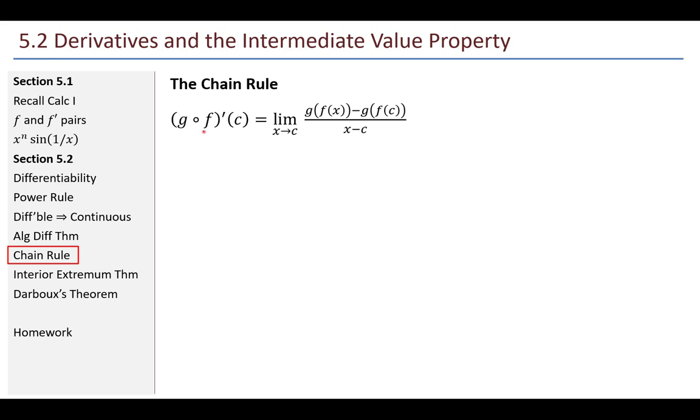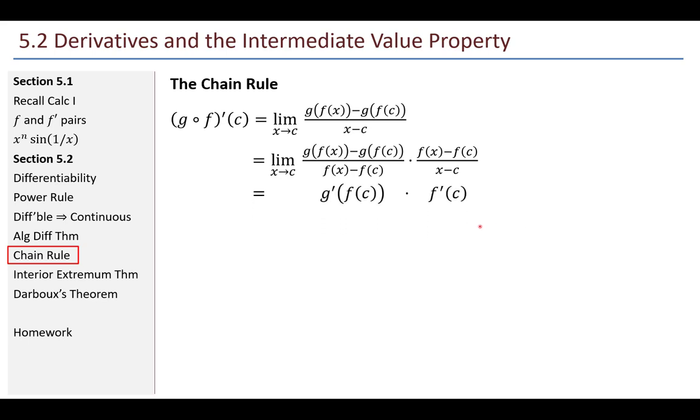The derivative of g of f at a point c is the limit as x goes to c of g of f of x minus g of f of c over x minus c. So I'll split this first fraction up into 2 by dividing by some amount and multiplying by that same amount. So I haven't actually changed the problem. Then I have 2 limits, so the limit of each of those, the first one is g prime of f of c, and the limit of the second is exactly my f prime of c. And that looks like the chain rule.